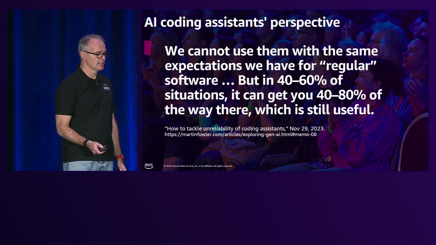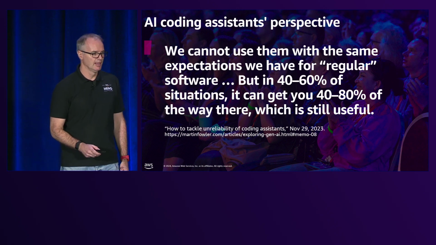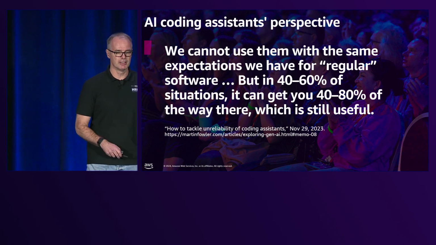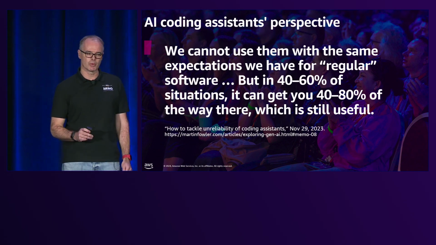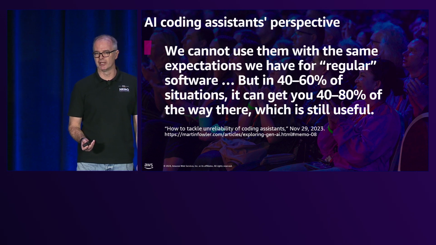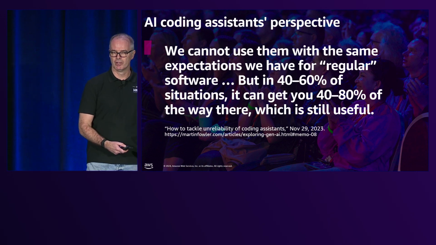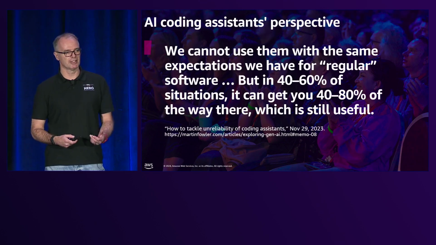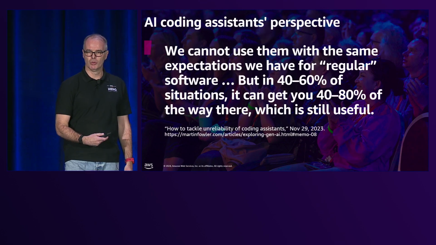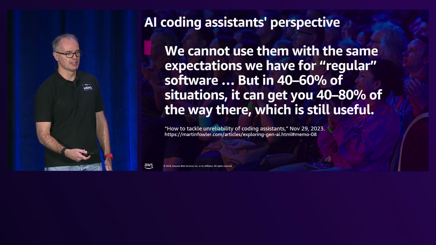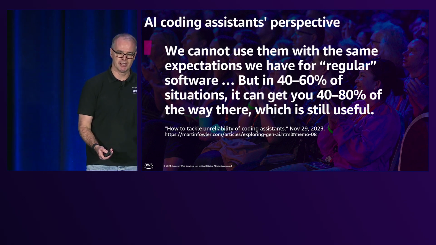And then I also really like this quote, which is from an article from the martinfowler.com website. This was talking about the role of AI coding assistants and essentially saying that we cannot use them with the same expectations we have for regular software. And that's because when we deal with regular software, it's deterministic. So if we pass in a value, we expect to get a certain value back. And we all know that when it comes to AI coding assistants, it's all based on generative AI and underlying large language models, foundation models, which are non-deterministic by nature.